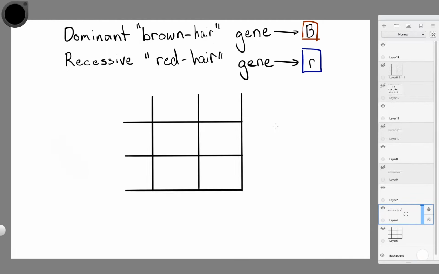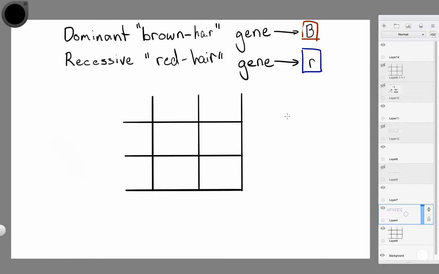Hello everyone, so I'm just going to do a video on the Punnett squares and how to use them. If you're not already familiar with the basics of Punnett squares and genes, you're definitely going to want to brush up on that before watching this. Basically, you need to know about recessive and dominant genes.